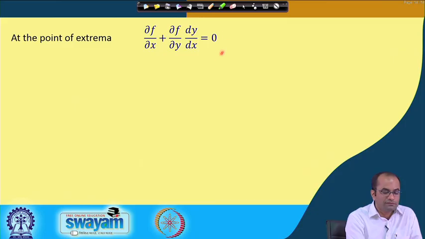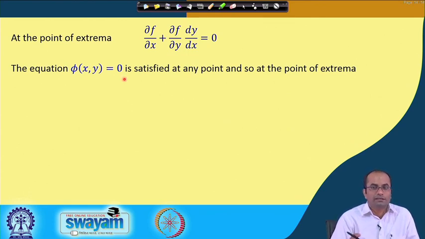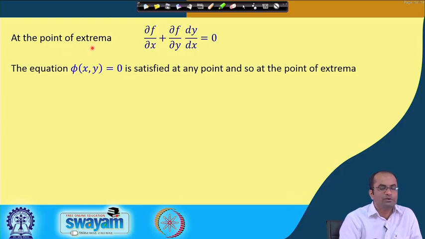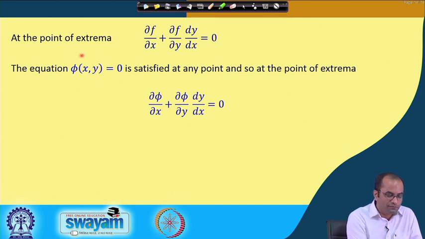So, that is one equation we are getting, which has to be satisfied at the point of extrema, and then we have the constraint equation that phi(x, y) must be 0. Whatever point is the point of extrema, this condition has to be satisfied, because it is given in the problem that x and y must satisfy this relation. So, whatever point we have as the point of extrema, this equation must be satisfied at any point, and naturally at the point of extrema as well. So, we have this equation.